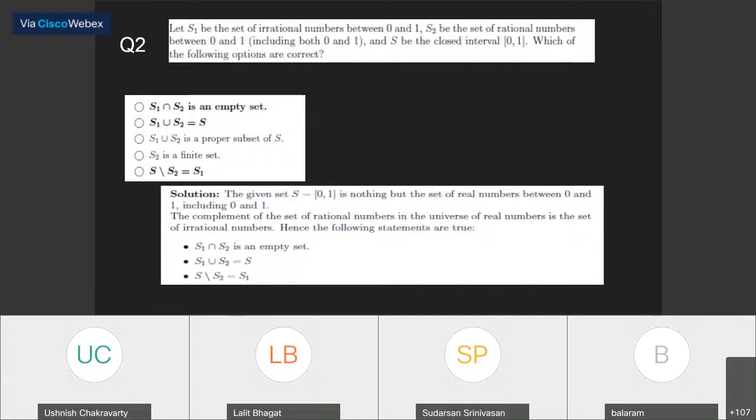Any other questions related to this question? Question 2. Sir, why is the second option wrong? The second option is correct. We just explained how the second option is correct. Could you please explain the third option? Yeah. So you agree that the second option is correct, right?